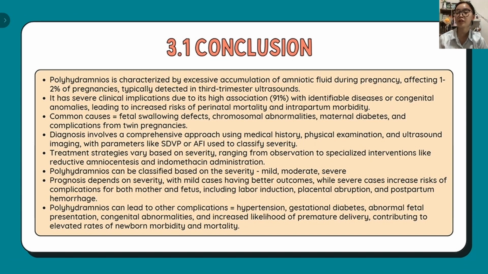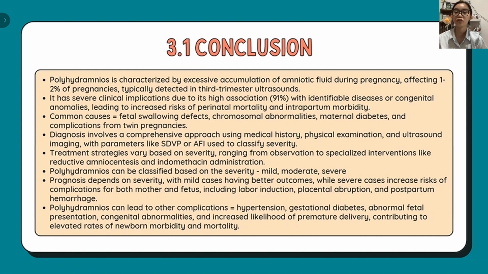Diagnosis of polyhydramnios involves a comprehensive approach using medical history, physical examination, and ultrasound imaging with parameters like SDVP or AFI used to classify the severity. Polyhydramnios can be classified based on the severity. Those are mild, moderate, and severe. Treatment strategies also range from observation to specialized interventions like reductive amniocentesis and indomethacin administration. The prognosis also depends on severity, with mild cases having better outcomes, while severe cases increase risk of complications for both mother and fetus, including labor induction, placental abruption, and postpartum hemorrhage.